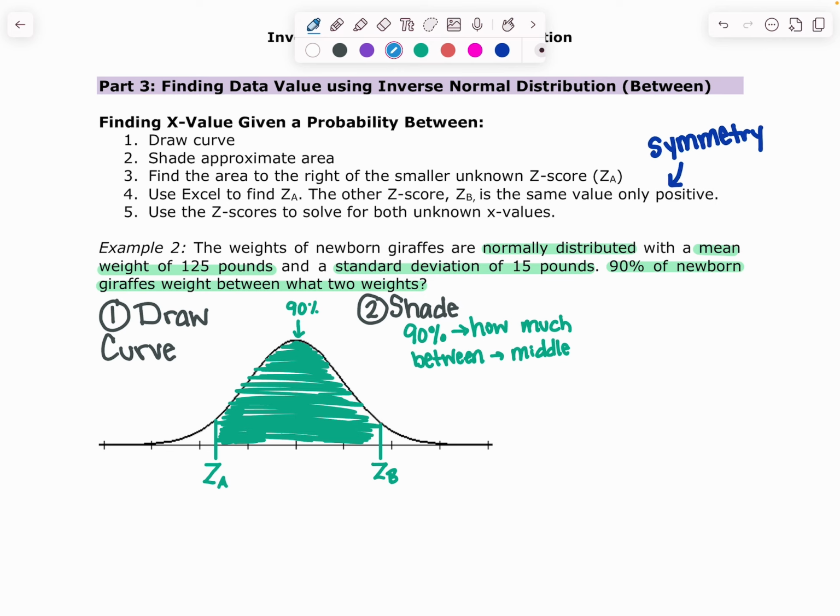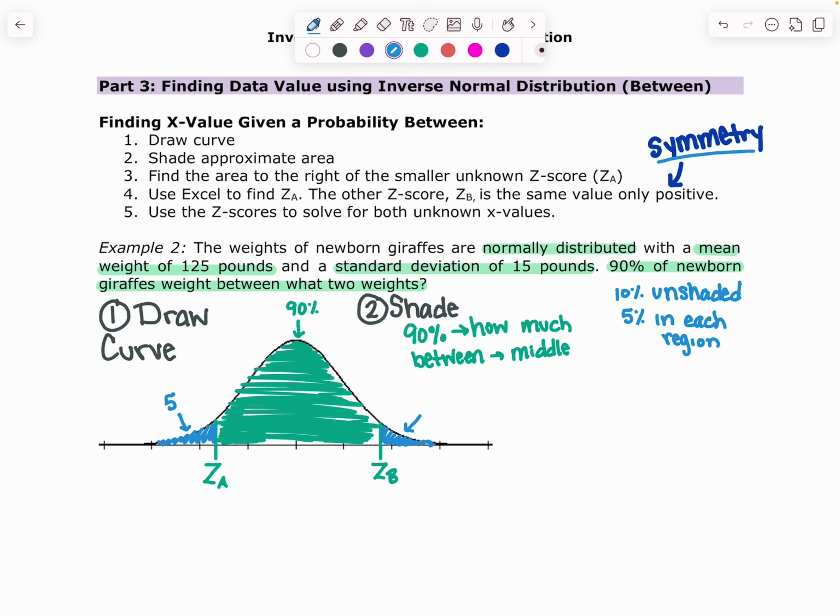So I've shaded 90% of my graph. That means I have 10% of my graph unshaded. And this 10% that's unshaded is split between the area below ZA and the area above ZB. And because the normal distribution is symmetric, I know that I have the same amount in both regions. So half of 10% is 5%. That's how much there is in each region.